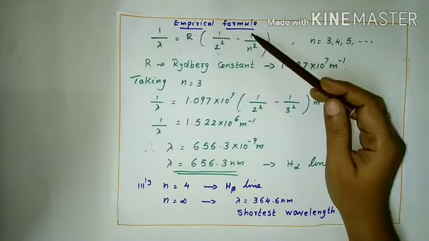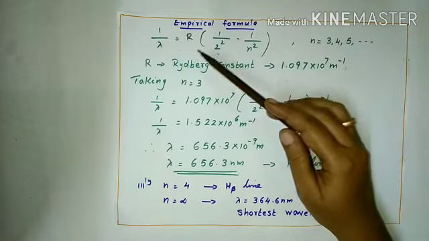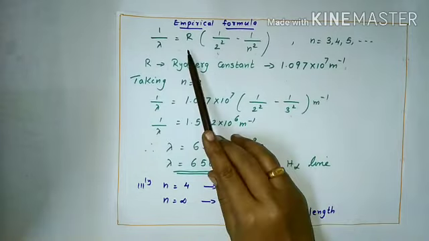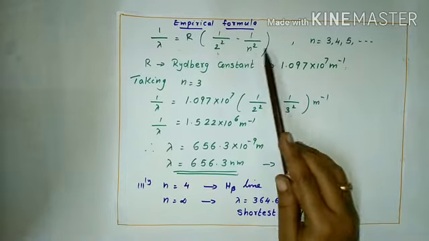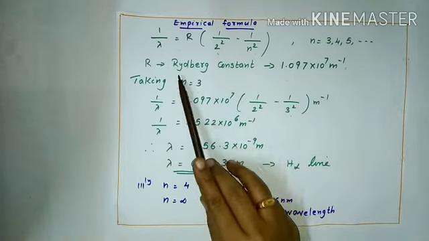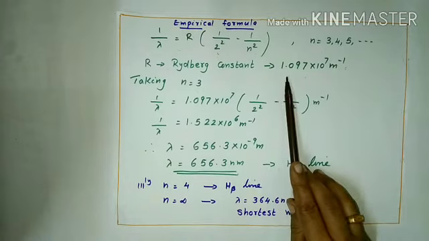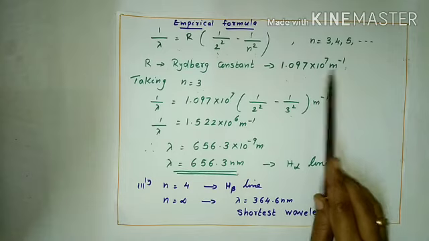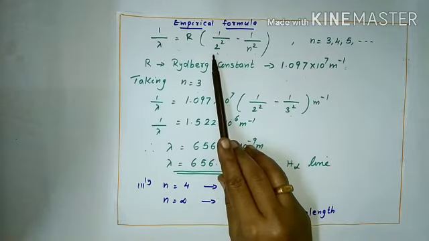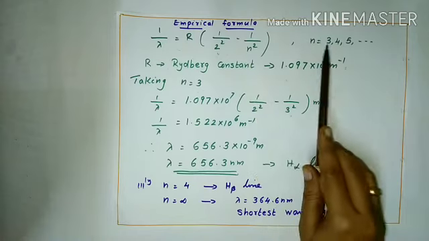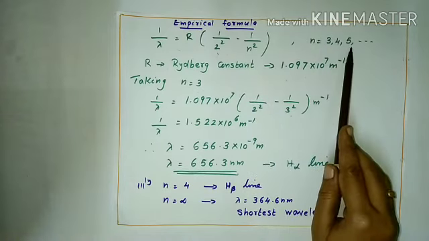Balmer found an empirical formula to calculate the wavelength of spectral lines: 1 by lambda equals R into (1 by 2 squared minus 1 by n squared), where R is the Rydberg constant. Its value is 1.097 into 10 raised to 7 meter raised to minus 1. The 2 represents that the Balmer series is the second series in the emission spectrum of the hydrogen atom, and n has the integral values 3, 4, 5, etc.